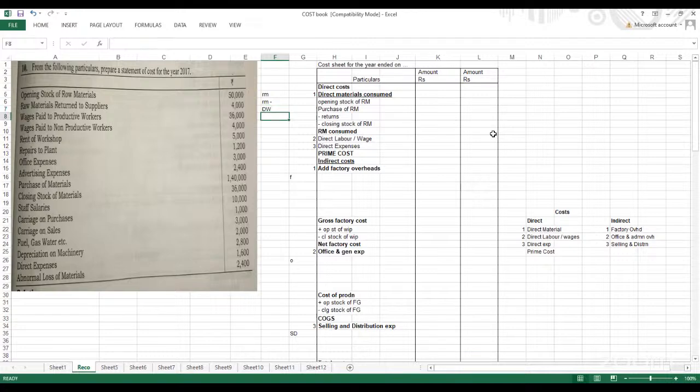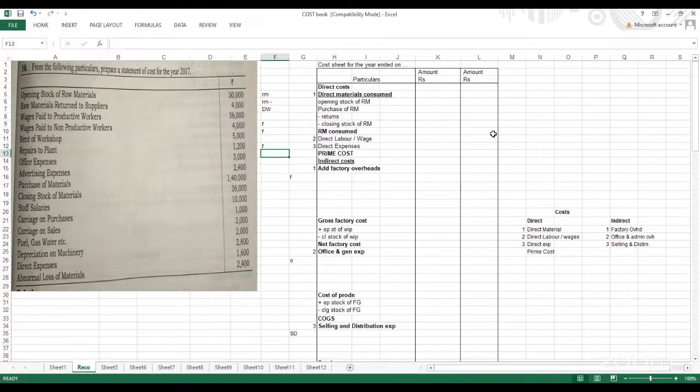Non-productive workers means factory expense. See, wages will either go to prime cost or factory overheads. It has no other place. So if it is indirect wages or non-productive wages, it will go to factory, so mark F. Clear? Then rent of workshop. Workshop means production activity, so mark as F. Repairs to plant and machinery again in factory, so write F against that.